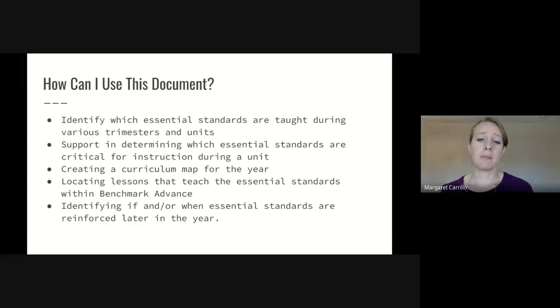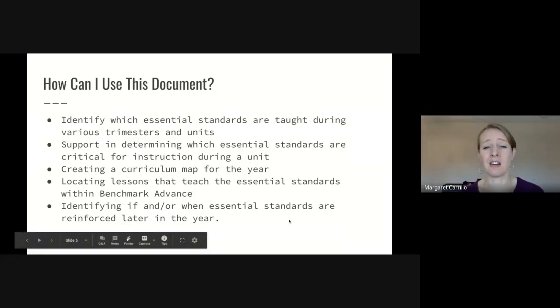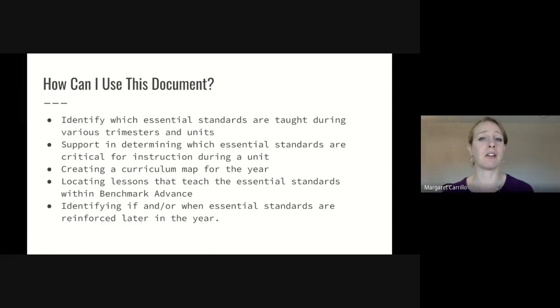Now, for some of our students, we may look at some of these standards and think one is more critical than the other. So we might need to go looking for some lessons that really enrich and teach that standard deeply. This document can help support doing that. It can help create a curriculum map for the year or help you locate specific lessons to teach the essential standards. And then most importantly, it can identify if and when those essential standards are reinforced later in the year or if they're only taught one time. So this kind of document can be very helpful in creating that big picture overview of what I need to do to ensure that my students are making progress this year.